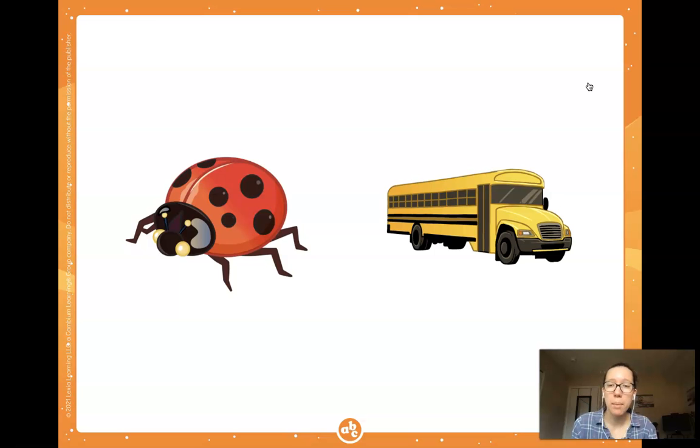What is different about the words bug and bus? Good, they have different ending sounds. The word bug ends in the sound g, and the word bus ends in the sound s.